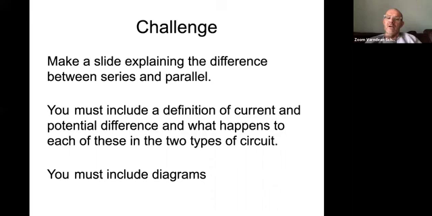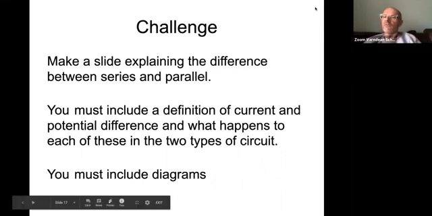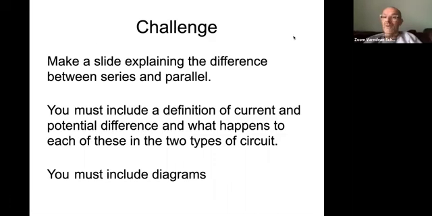Okay, so things I think we've covered: what a circuit is, what current is, what potential difference is, the difference between series and parallel, and what happens to current in series, and what happens to current in parallel, and what happens to potential difference in series, and what happens to potential difference in parallel. And there are a series of questions at the end to help you show that you understand that. If you don't completely understand it, I suggest you watch the video back. Also have a read of the slides and see if that helps you.